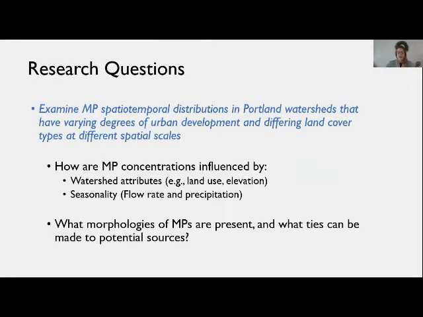The presence of other contaminants has been pretty well documented in the Portland area, but we really don't know a whole lot about microplastics.